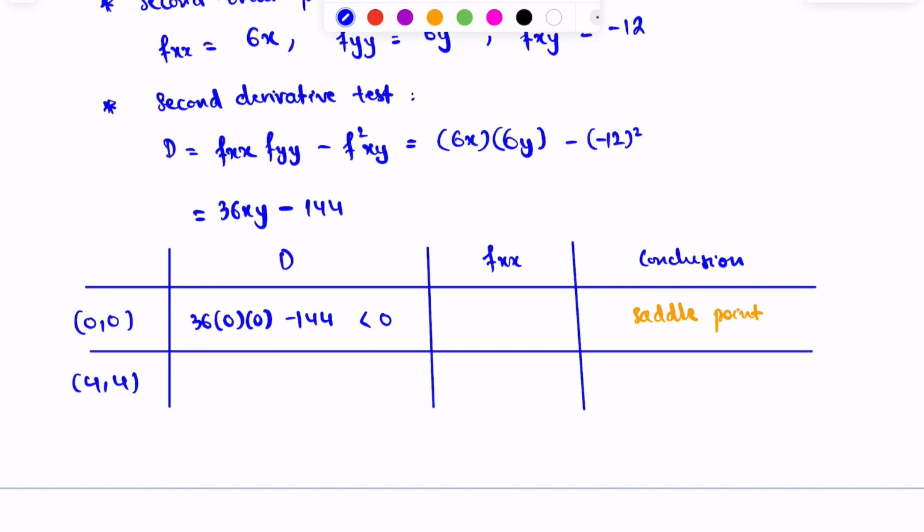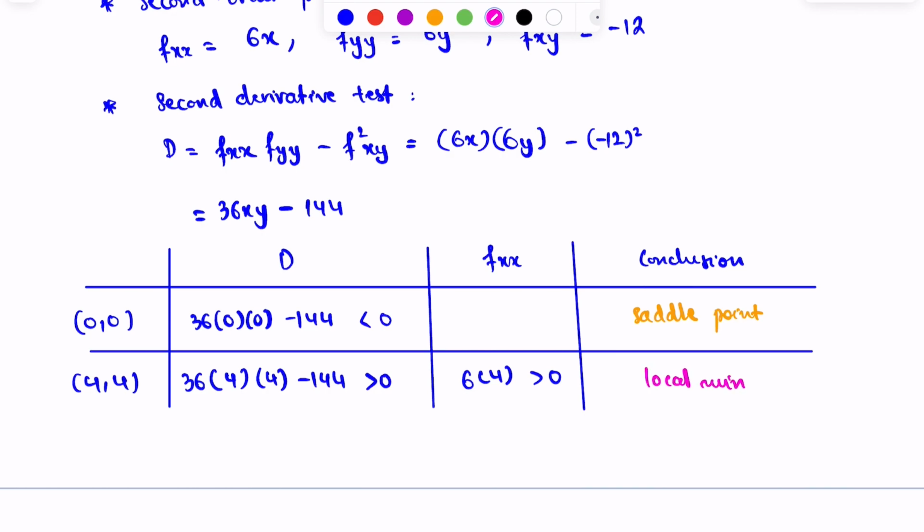Now for the critical point (4, 4), you're going to see 36 times 4 minus 144, and it's going to be a positive value for the discriminant. And for fxx, we're going to do 6 times 4, which is 24, which is a positive number. Then, when D is greater than 0 and fxx is greater than 0, you can conclude that at this point (4, 4) is a local minimum.